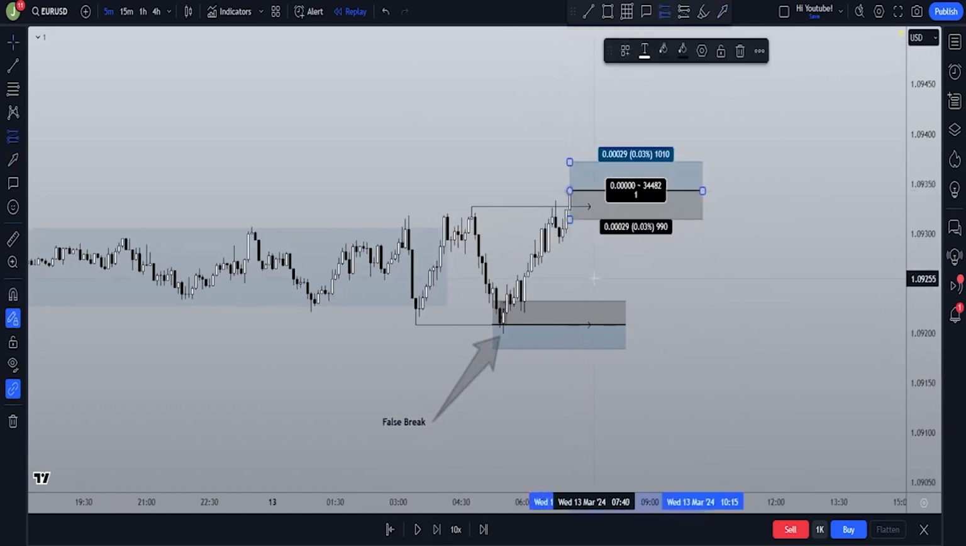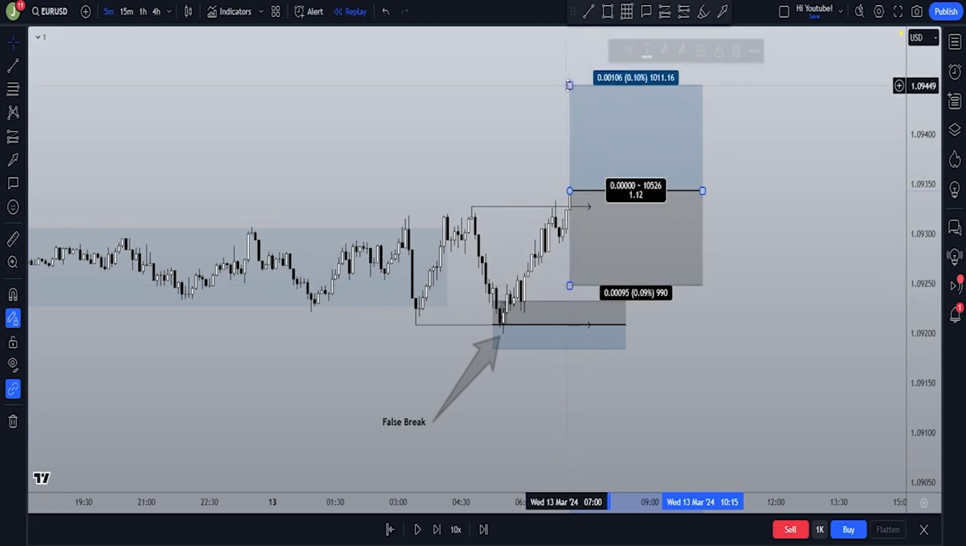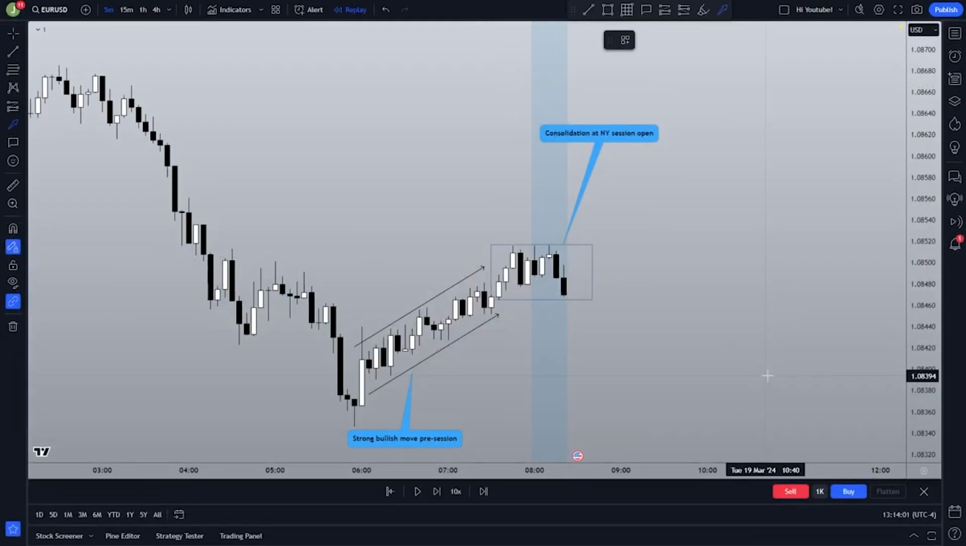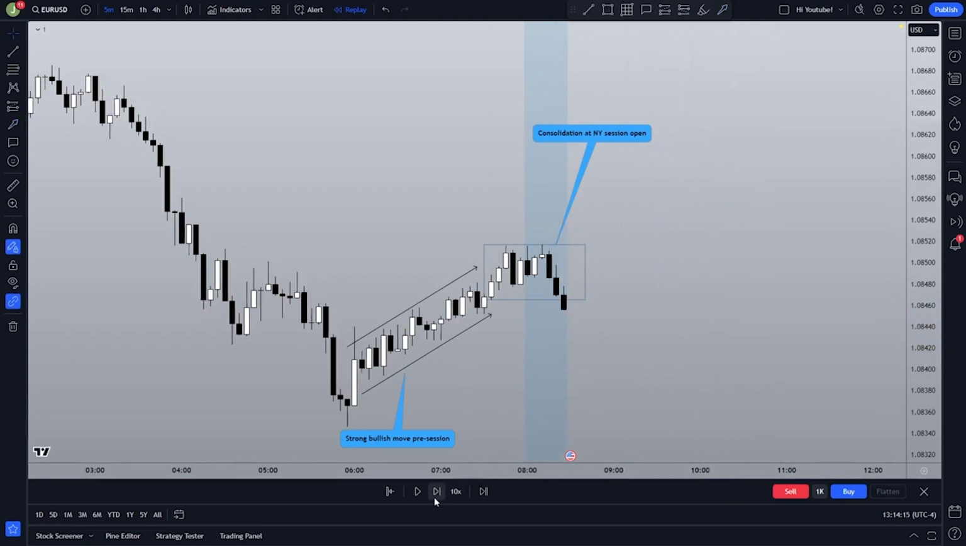So instead, I'd recommend you look towards some sort of price action signal like an engulfing candle to take your entry. In this example, we've got a strong bullish move pre-session that leads up to a bit of consolidation right as New York session opens. So as this session opens, let's go ahead and play price forward a few candles to see if there's any opportunities for a breakout trade.